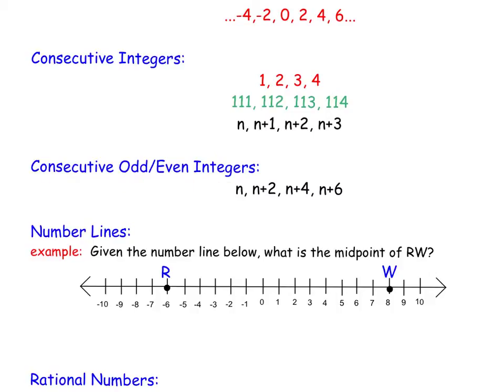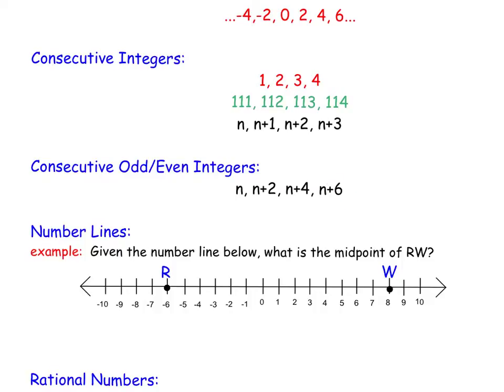Consecutive odd or even integers sometimes will pop up. This is kind of a thinking question where you have to understand that if your first number is n, the next number, because odd and even integers skip a digit, has to be n plus 2, and the next one would be n plus 4. So for instance, if the first number is 1, this would be 1 plus 2 or 3. This would be 1 plus 4 or 5. This would be 1 plus 6 or 7.